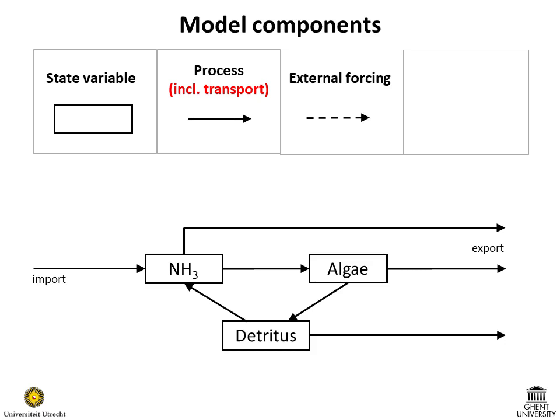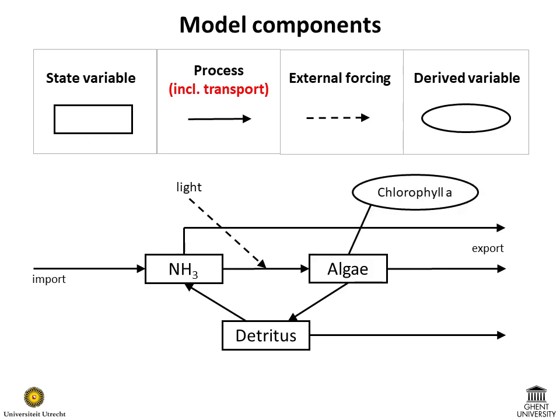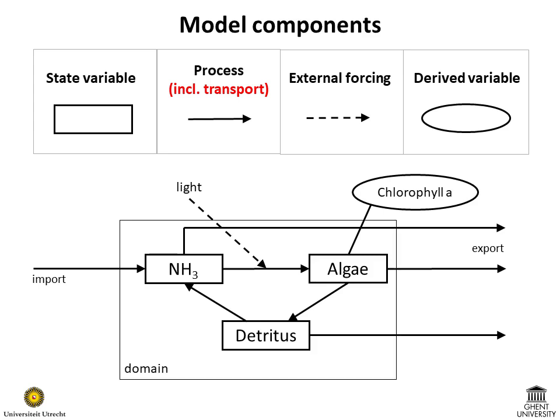When external forces influence a process, we use dashed arrows. For example, light is an important external factor that influences the assimilation of nutrients by the photosynthetic algae. Derived quantities, which are calculated from the state variables, are depicted with circles. An example would be a chlorophyll concentration, which is a measure of the algal biomass that can be determined experimentally. Finally, the model domain is represented by a box that encompasses all the components mentioned before.